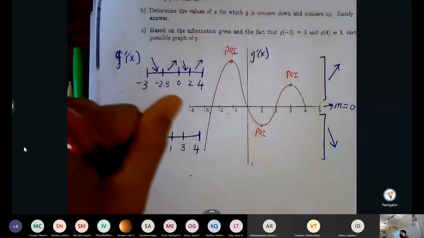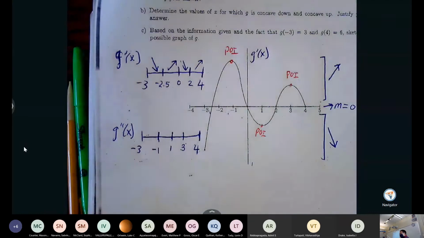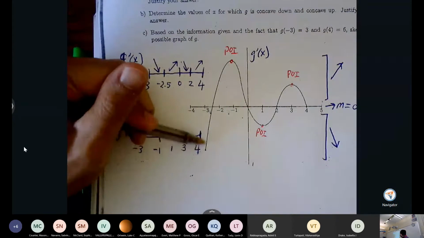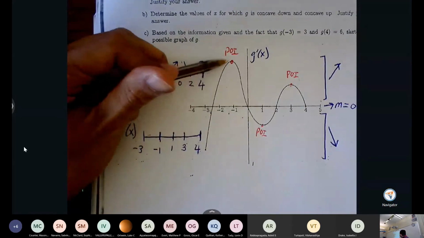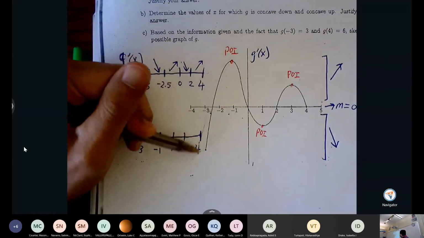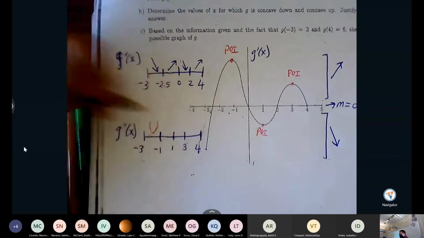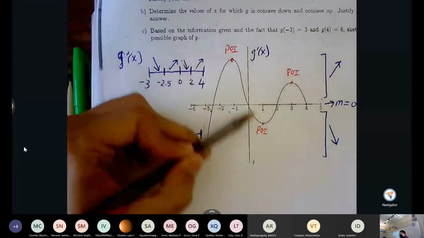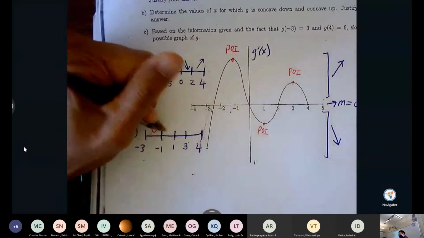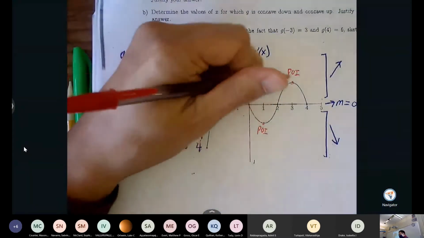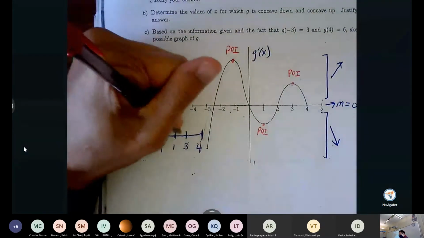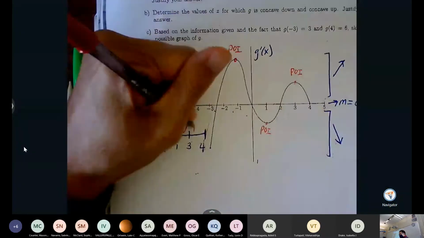Now, to fill in the concavity information, we look at the slope. We define concave up as places where slope is becoming more positive. So wherever slope is becoming more positive, it's going to translate to a concave up shape on the original graph. Negative slope on the derivative graph is going to translate to concave down. Positive slope translates to concave up. Negative slope, concave down.